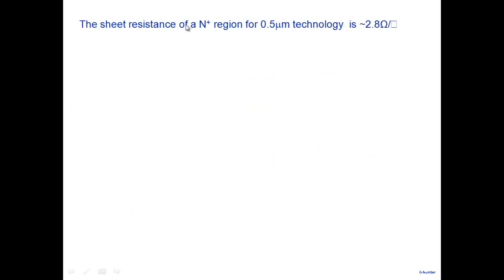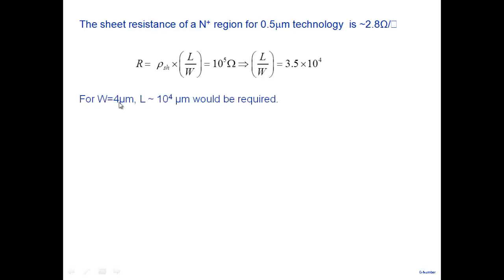All right. So for example, the sheet resistance of the N plus region is 2.8 ohms per square. Let's try and make a resistor. Remember one of the examples we were looking at, we wanted a resistor of 80K or 100K. If I put R equal to 100K, with sheet resistance 2.8 ohms, L by W comes out to be 3.5 into 10 power 4. How will I make this resistor? Well, let's say I use a width of 4 micron, then L will become 10 to the power 4 micron. 10 to the power 4 micron is a centimeter.